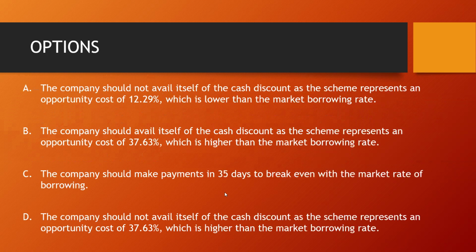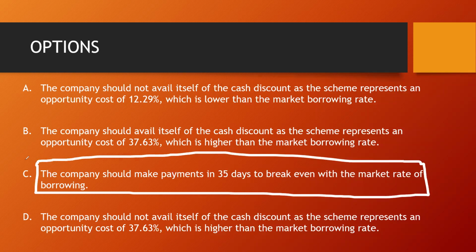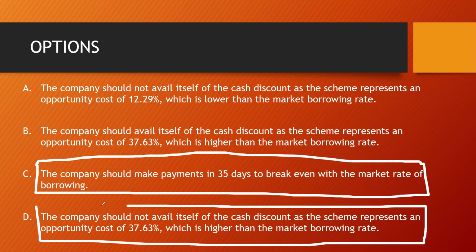The situations are these four. For example, the first one, you can't accept the cash discounts because the opportunity cost is 12.29%, which is lower than the market borrowing rate, which is 15%. If you look at B, they are saying you should avail yourself of the cash discount because the opportunity cost is 37.63%, which is higher than the market borrowing rate. If you go for option C, they are saying a break-even point if you make the payment within 35 days. And if you look at D, you can't accept the discount because the opportunity cost is higher than the market borrowing rate.